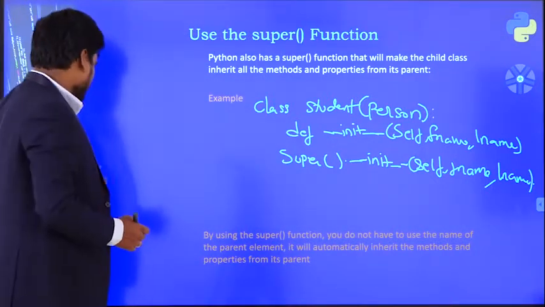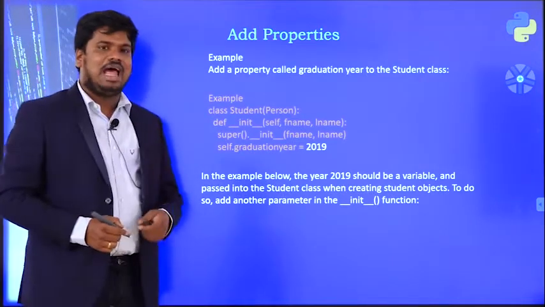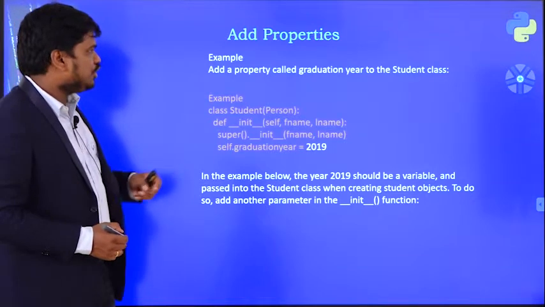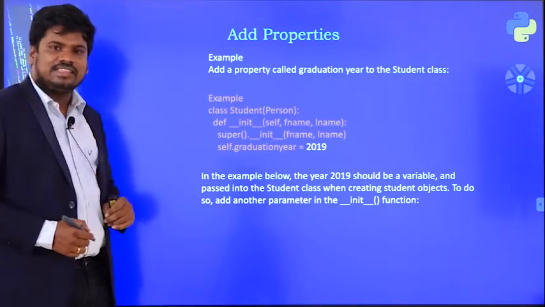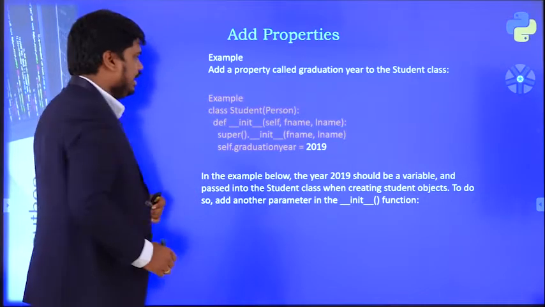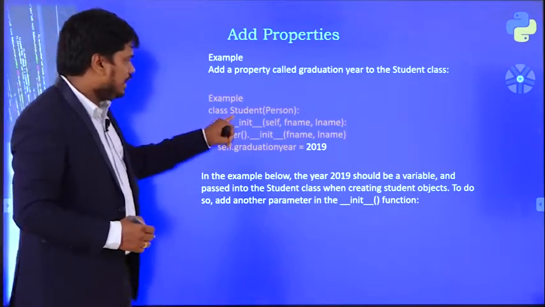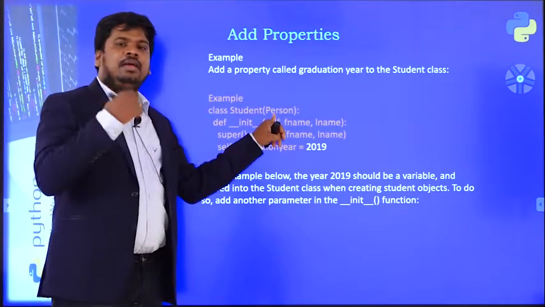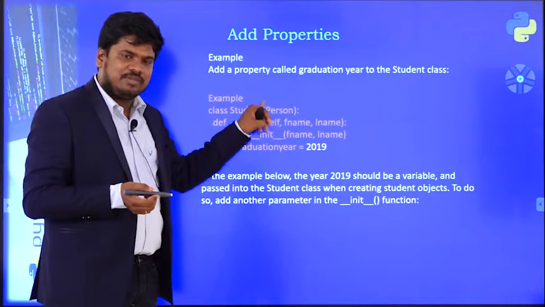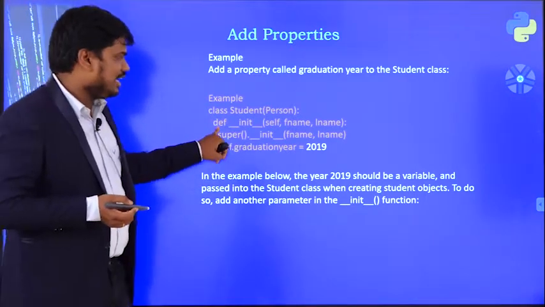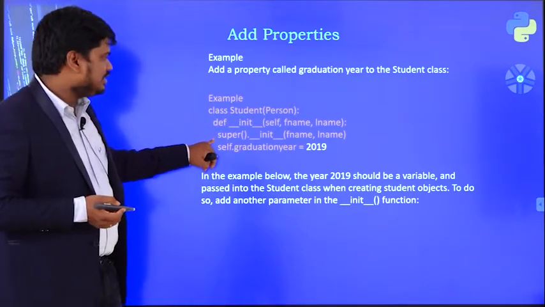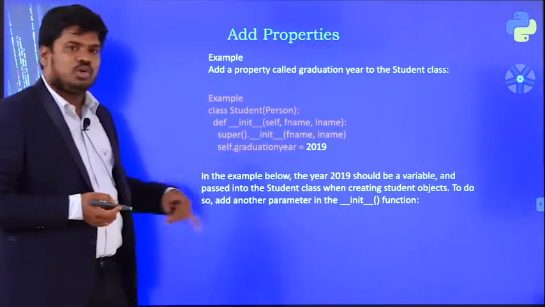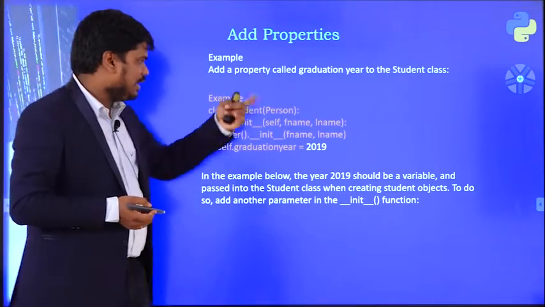And coming to the next important thing, how to add properties. So now we will learn how to add properties. Observe carefully here in this example, I have created a sample program, and the name of my program is Student. I have passed a parent class argument here. That means I am working with inheritance. And next I have taken a constructor, and inside here I have used a super function to call the parent class first name and last name.